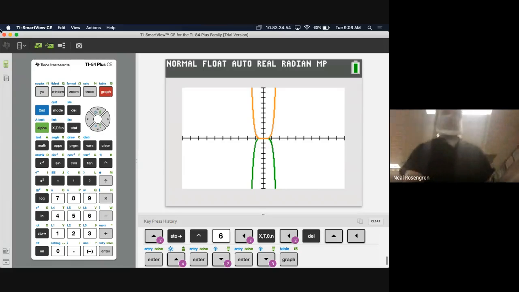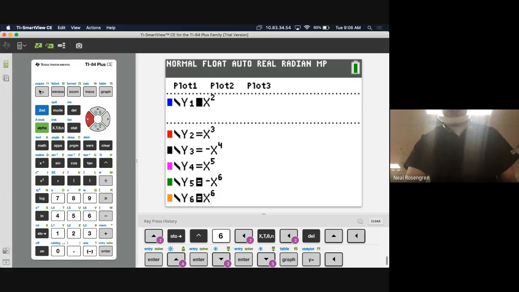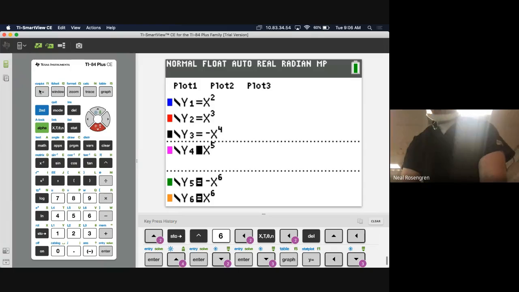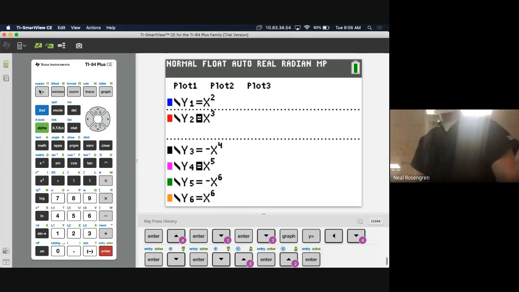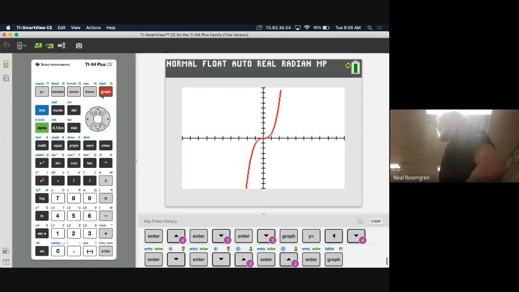So what do you think is going to happen if I get rid of all those? Gone, gone. And we look at exponents that are odd. What direction are those arrows going to be pointing? Opposite direction. Odd, opposite. If your exponent is odd, arrows pointing opposite direction.